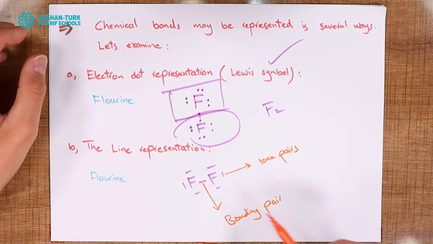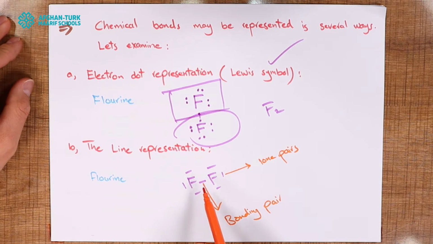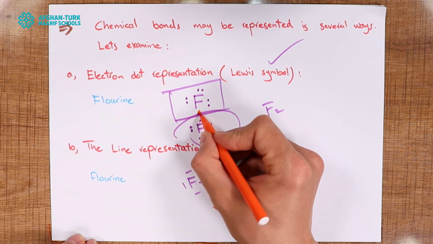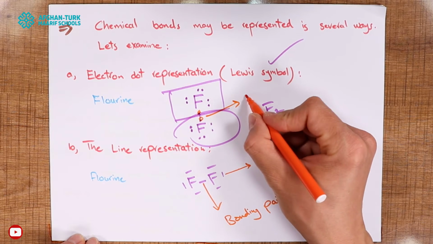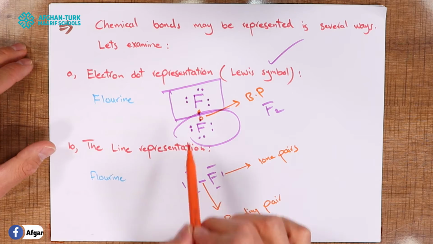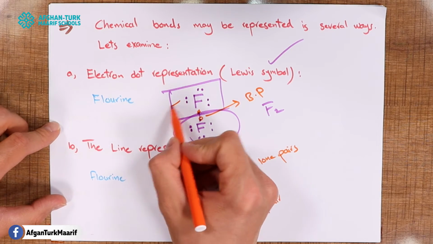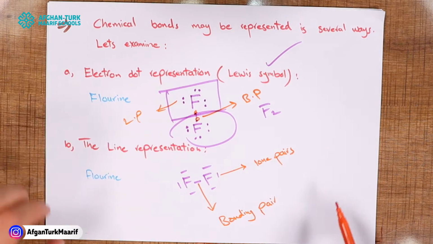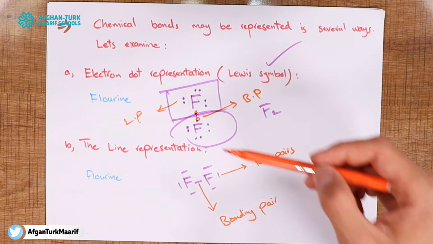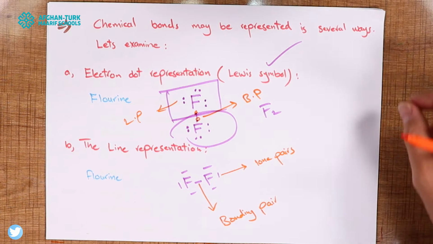Remember this, guys. One bonding pair or one lone pair is made up of 2 electrons. If the pair is between 2 atoms that are forming a molecule, that is known as a bonding pair. Over here, these 2 electrons are the bonding pair, and these electrons around each fluorine atom are the lone pairs. Over here, this is the line representation, and this is the electron dot representation with the Lewis symbols.